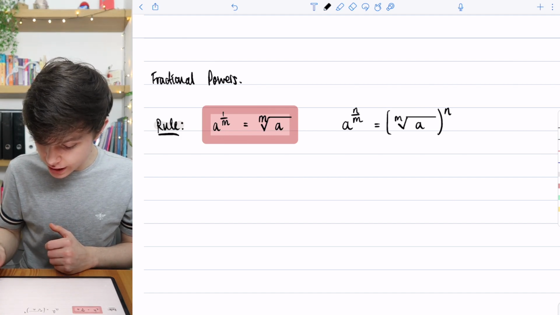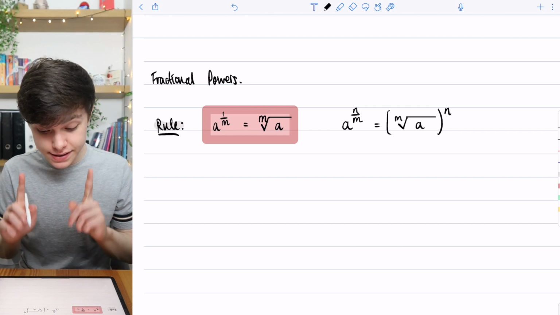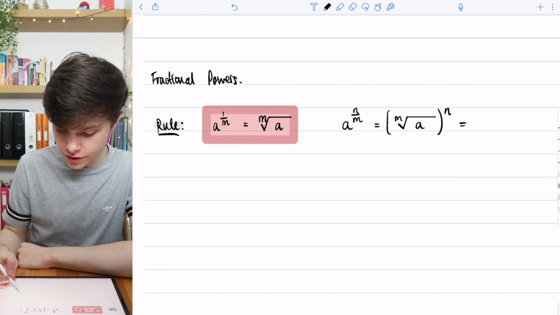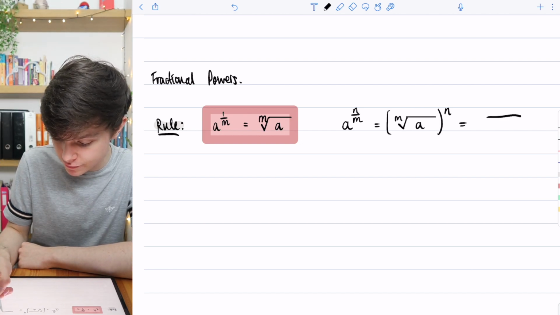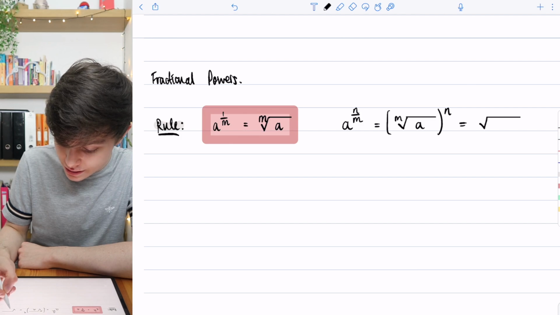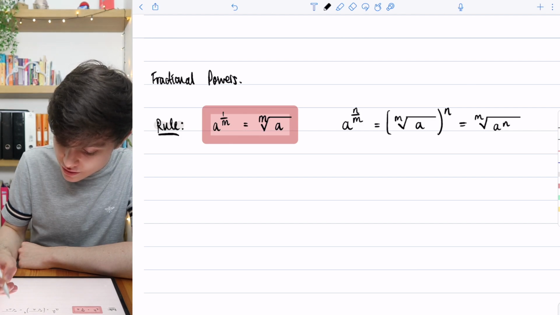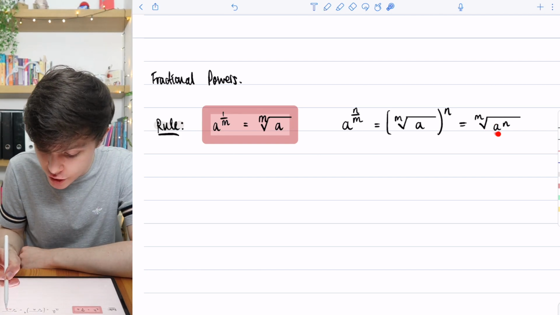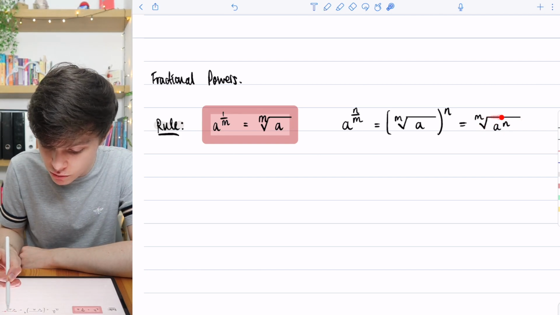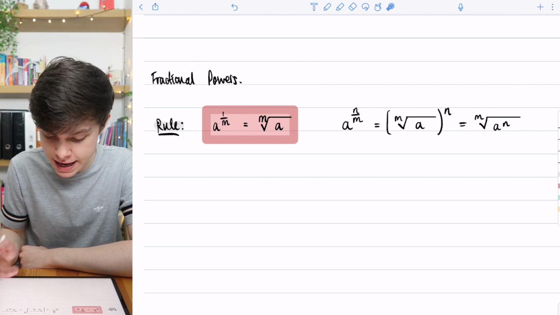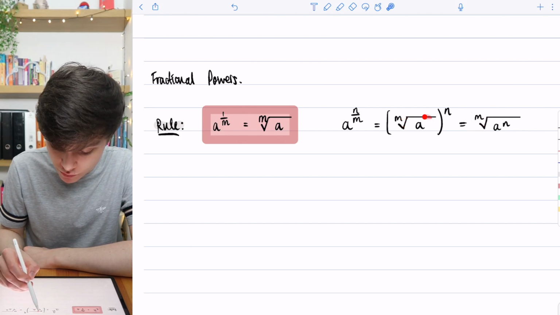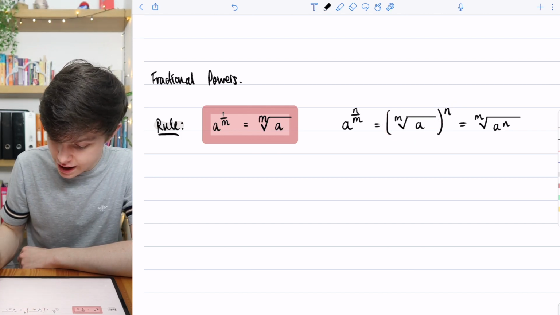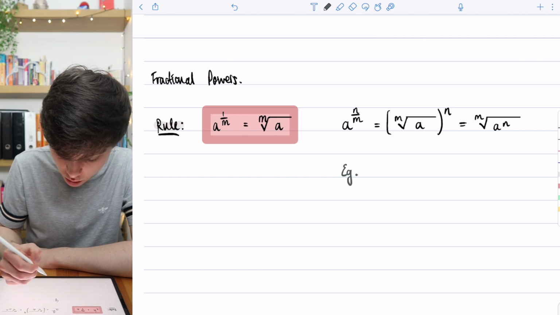Now, I just want to very quickly note that that is actually the same thing as having the power underneath the root. We'll have a look at an example of this. If I had that, that's actually the same thing. We can do the power first, then take the square root or the mth root, whatever m may be. Or we can do the root first and then take the power. So let's have a quick example of that.